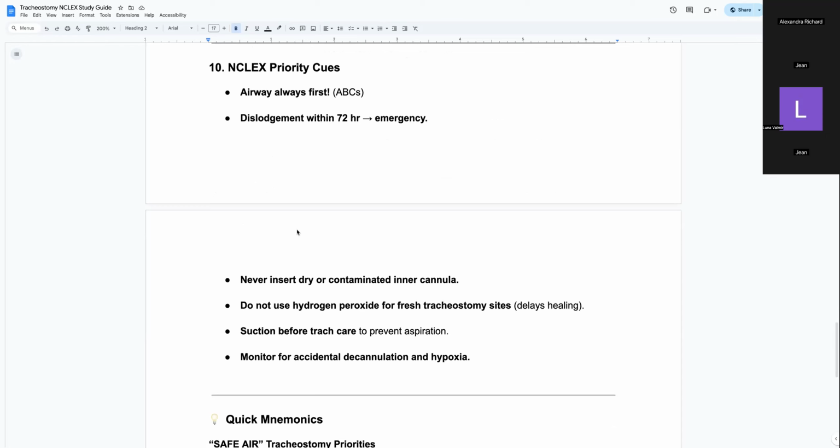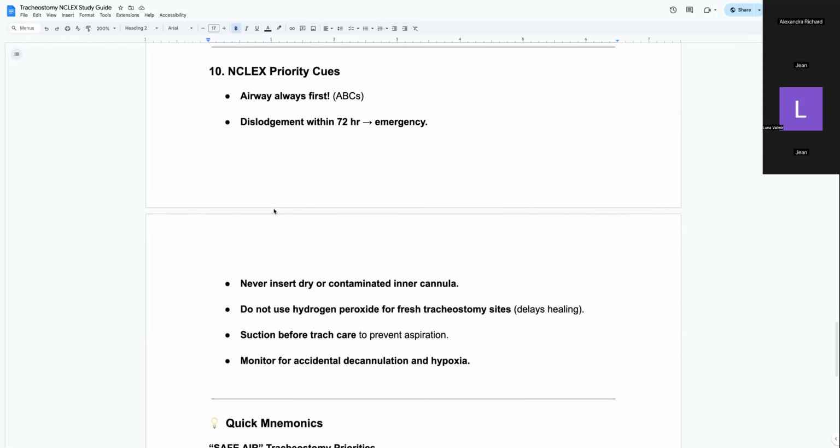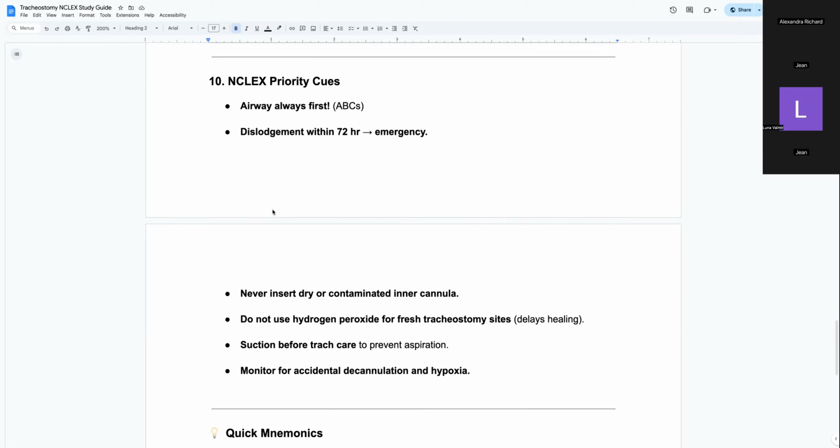Some priority cues for NCLEX. Remember, airway is always first. So if you have a patient that has a tracheostomy and they're having issues with their oxygen saturation, they are your priority patient. Airway is always first. Dislodgement within 72 hours is an emergency, and you know how to deal with that.